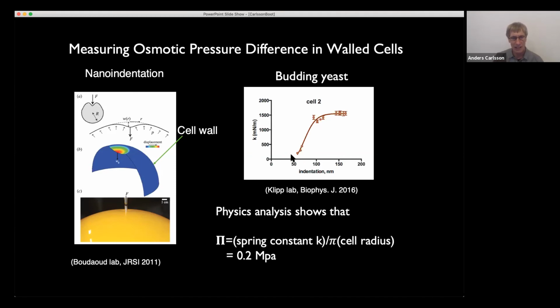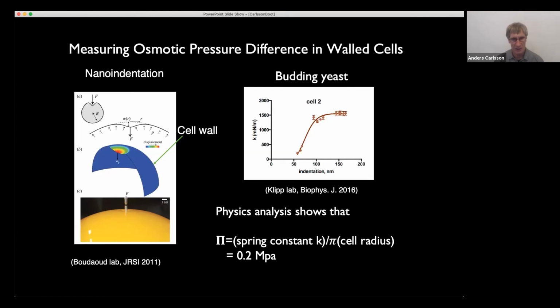And so here's that kind of experiment. You measure the spring constant. At first, it starts off kind of small, but then it reaches an asymptotic value as a function of the amount of indentation. And the result is that now you get 0.2 megapascals instead of 0.9. So that's a big difference, and I think this is the more accurate value in this case.